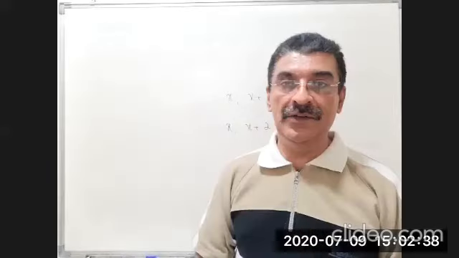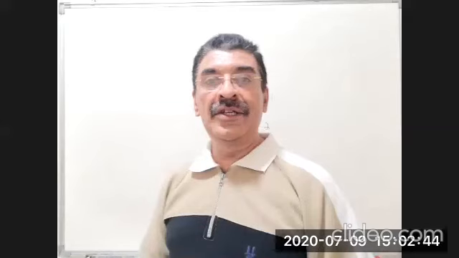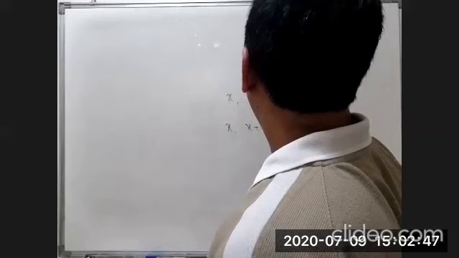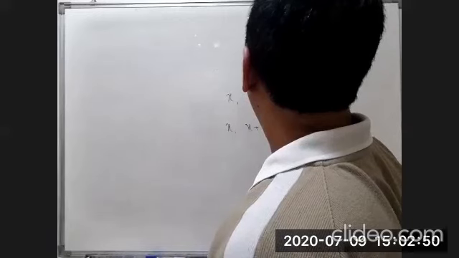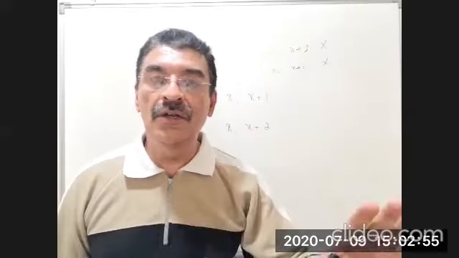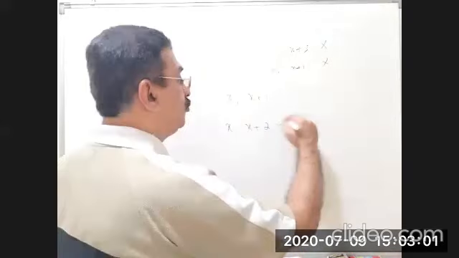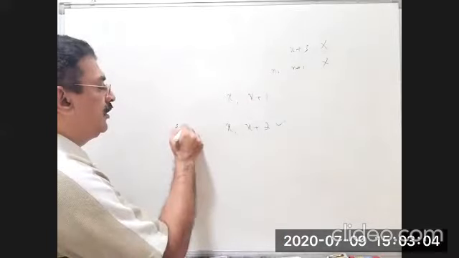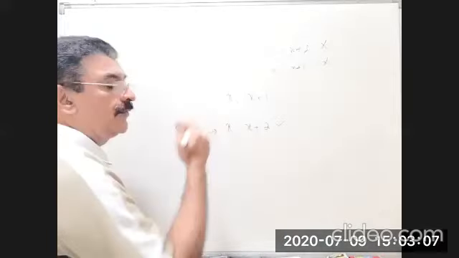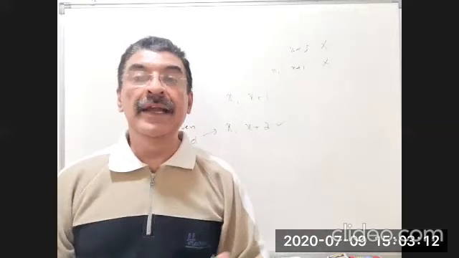The commonly seen mistake is in consecutive odd integers. You may take it as x and x plus 3 or x and x plus 1. See that both are not consecutive odd integers. It is not x and x plus 1 or x and x plus 3. For consecutive odd integers or even integers, they are x and x plus 2 only. Why x and x plus 2?